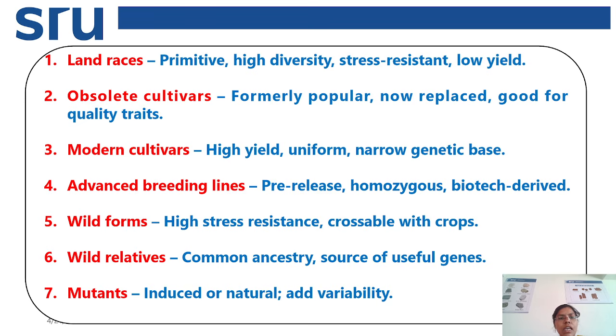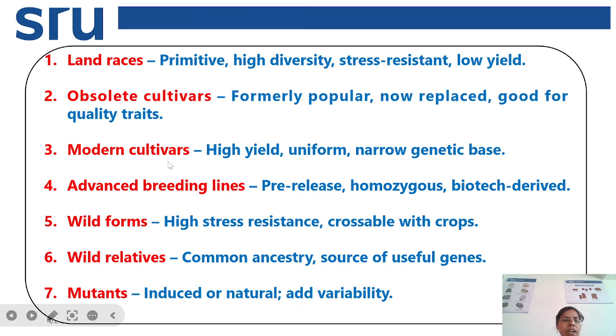Some examples of wheat are P65 and P68. These are tall and traditional wheat varieties which were replaced by some of the high yielding Mexican dwarf wheat varieties. Generally, these obsolete cultivars also have good quality traits.